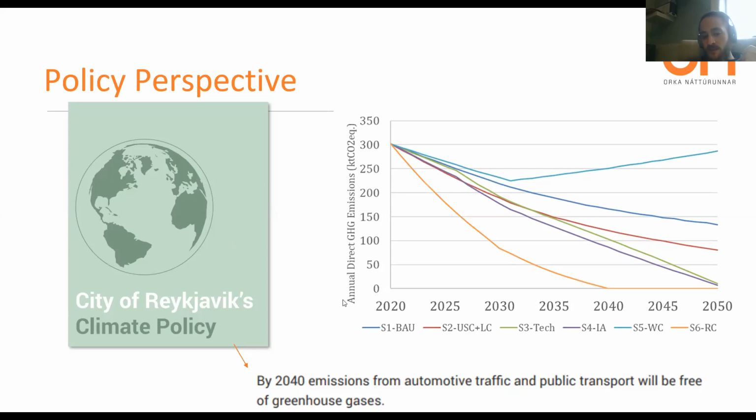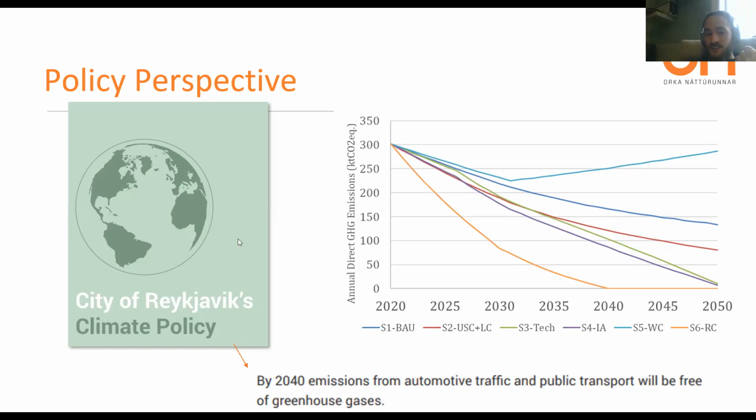And from a policy perspective, this is interesting because the city of Reykjavik's climate policy suggests that by 2040, emissions from automotive traffic and public transport will be 0. But even in our model, even in the most radical change that we took, where we suggested only 10% of trips would be with personal transport, along with rapid electrification, only in the radical change scenario did that become true.